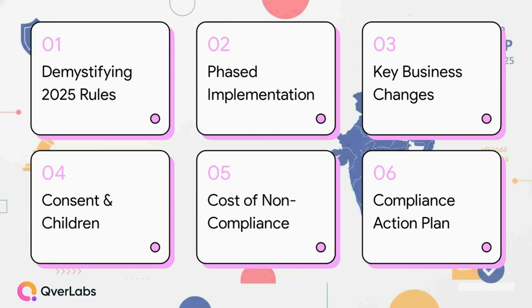So, here's what we're looking at today. We're going to demystify the 2025 rules, look at the phased implementation timeline, walk through the key changes for your business, talk about consent managers and children's data, break down the actual cost of noncompliance, and finally, get you set up with a rock-solid compliance action plan. Don't worry, we're covering everything you need to know to avoid those massive penalties and get your business ready.